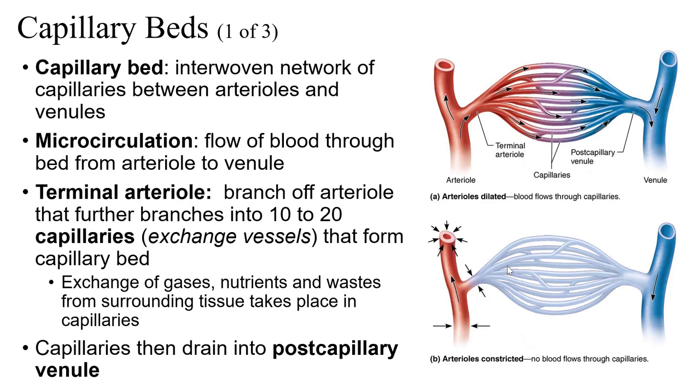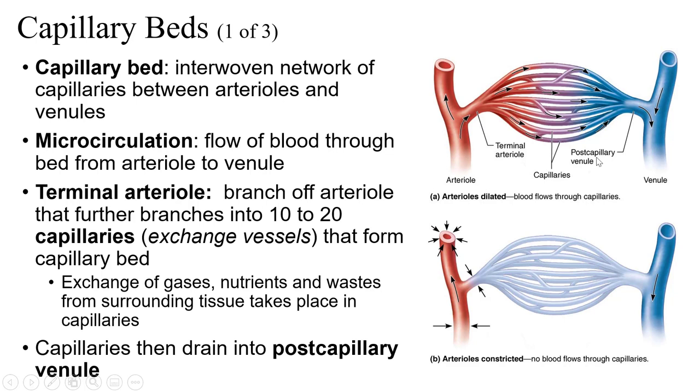Then now you have your capillary bed. The capillary bed is an interwoven network of capillaries between the arterioles and the venules. This allows microcirculation, the flow of blood through the bed from the arteriole to the venule. And microcirculation pretty much is happening from the arteriole to the venule.